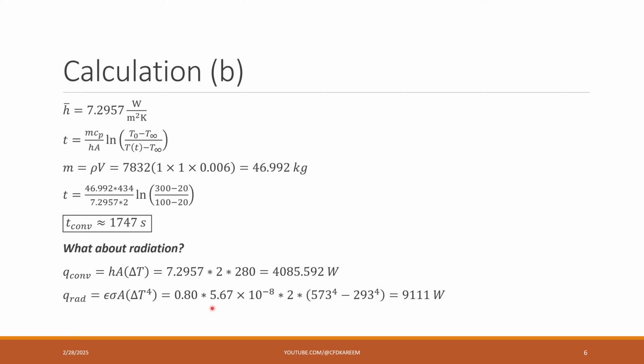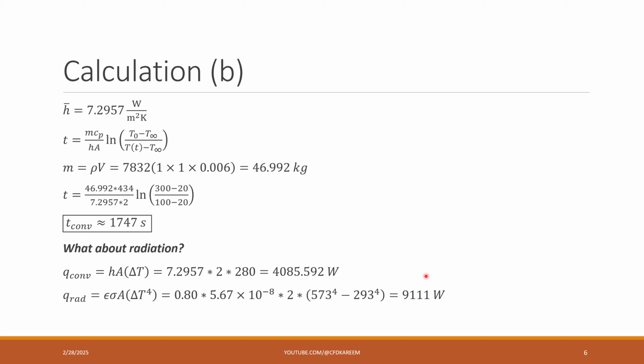Again, we'll multiply that by our Stefan-Boltzmann constant, multiply it by our area of the 2 square meters for each side of the plate. And then we'll take our initial temperature to the fourth minus our ambient temperature to the fourth. And what we can see is that we're actually going to get a heat transfer rate from radiation of about 9,111 watts. And if we compare that to our convective heat transfer, we can see that our heat transfer from radiation is almost 2 times our natural convection.